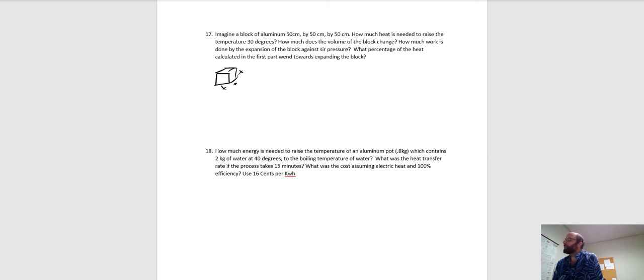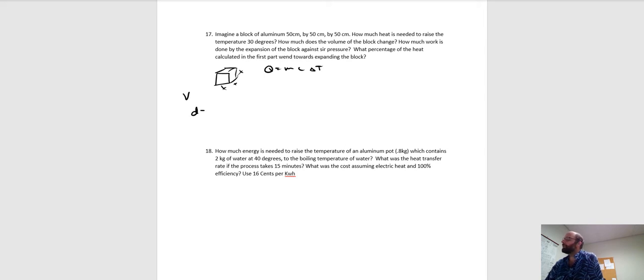So that's just a heat temperature question. That has to do with specific heat. So start by writing out Q equals mc delta T. Now, the mass of this aluminum is not given. What we have are dimensions, enough to get the volume. So start by calculating the volume of that block, and then look up the density of aluminum.